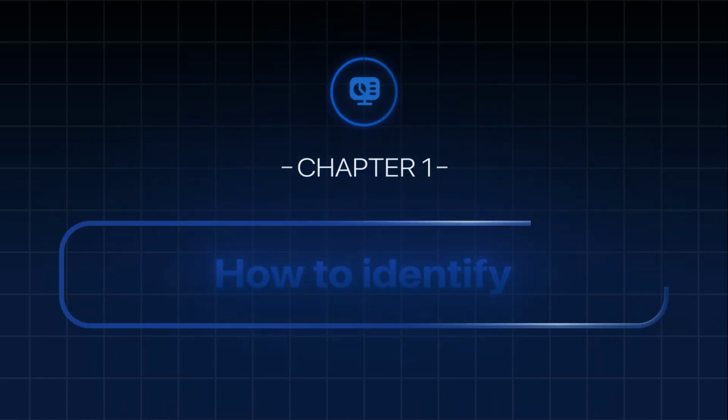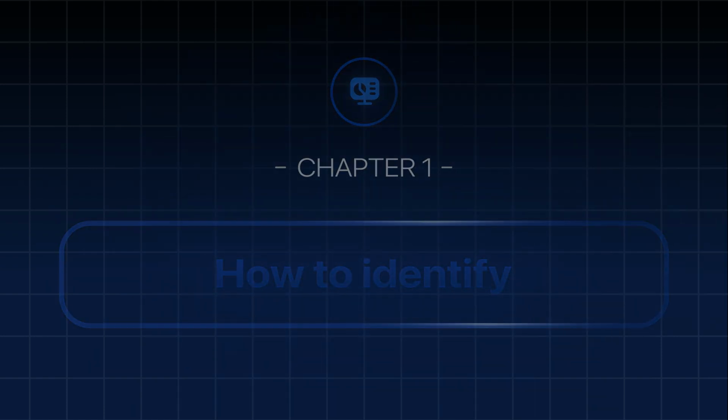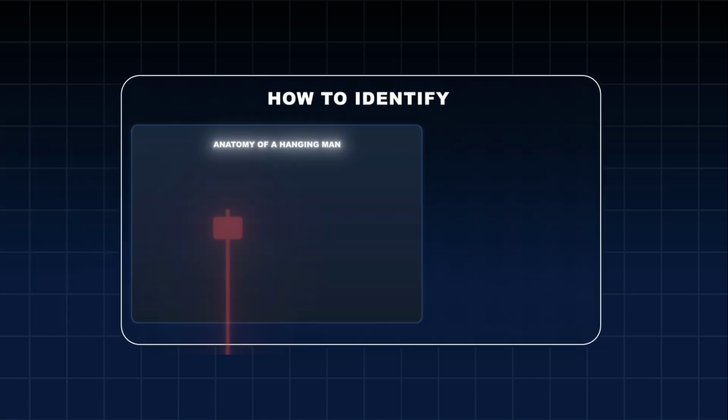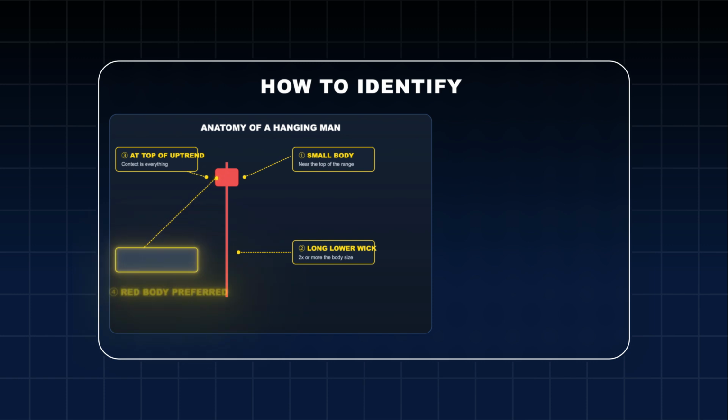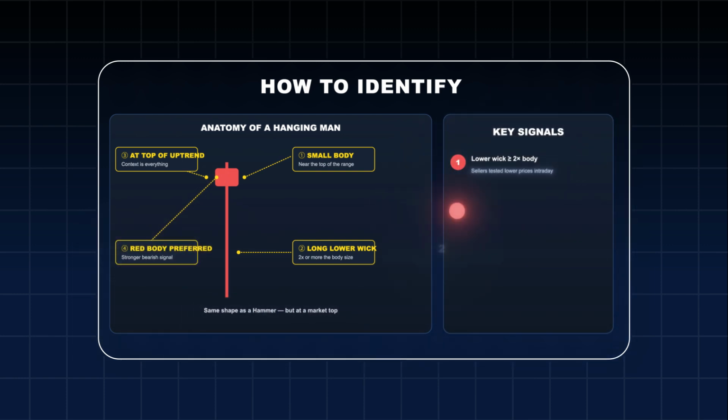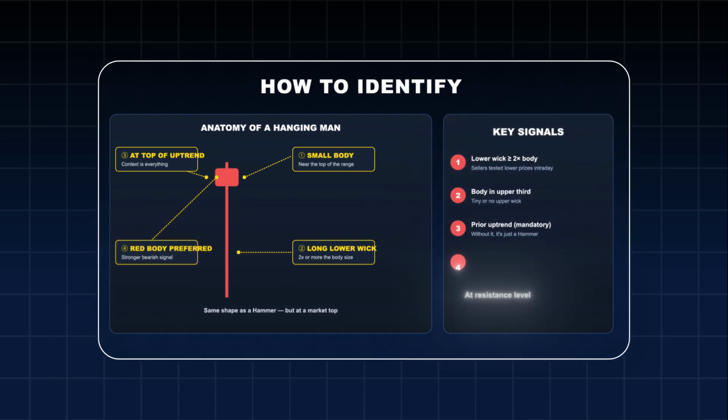Chapter 1. How to identify it. Operating on the 1 hour, 4 hour, and 1 day time frames, the lower wick must be at least twice the body length. The body sits in the upper third of the range, and the upper wick should be minimal or absent. A clear prior uptrend is mandatory.